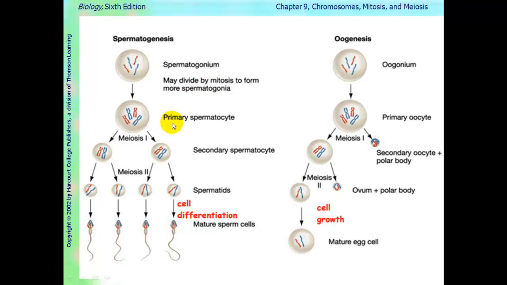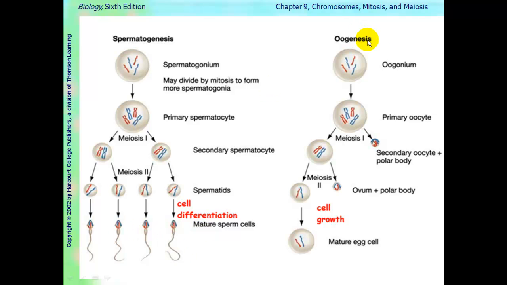For meiosis, we start with a primary spermatocyte. It goes to meiosis 1, and then those cells are called secondary spermatocytes. It goes through meiosis 2, and we end up with spermatids. The spermatids will go through cell differentiation and become specialized into 4 mature sperm cells with flagella.